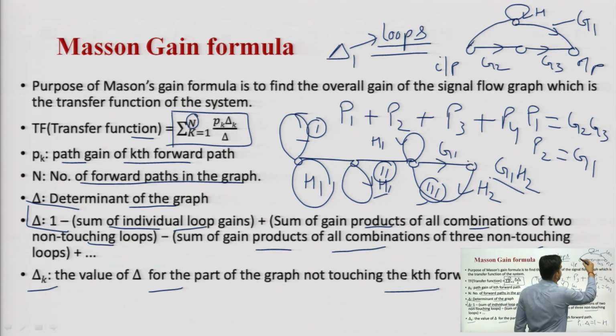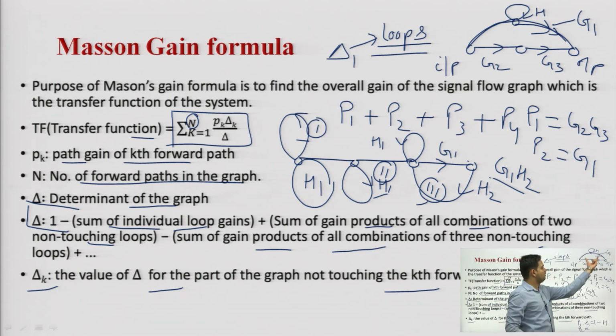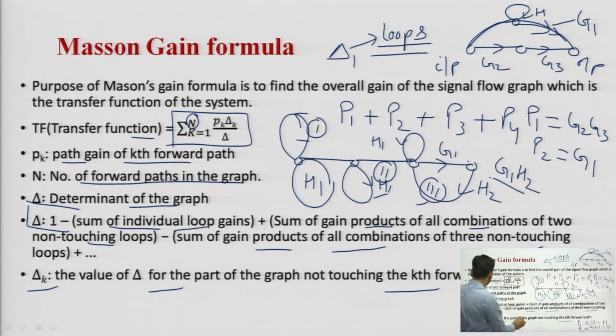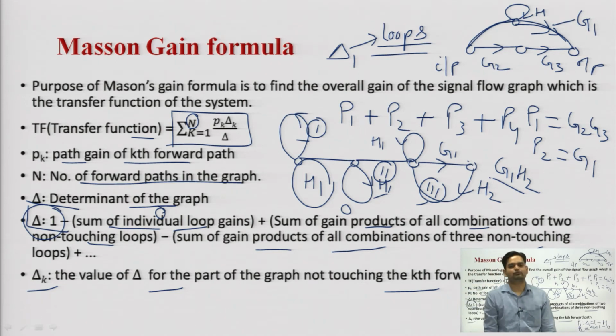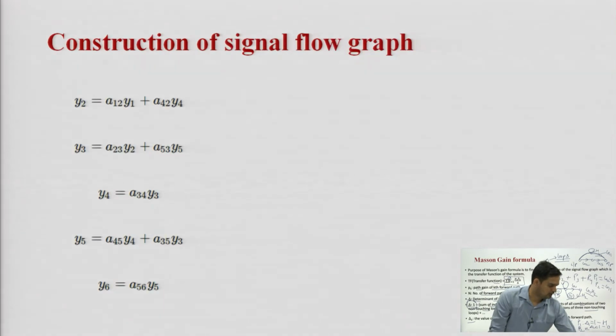Whenever we follow this path P2, here we will see there is no loop which is not touching the forward path, because at this position the h loop is touching this forward path P2. So, we can say here delta 2 is equal to 1 and the remaining terms are 0. It means there is no individual loop, it is 0, it is 0. So, we can say delta 2 is equal to 1. Again this thing would be more clear when we solve the numerical.